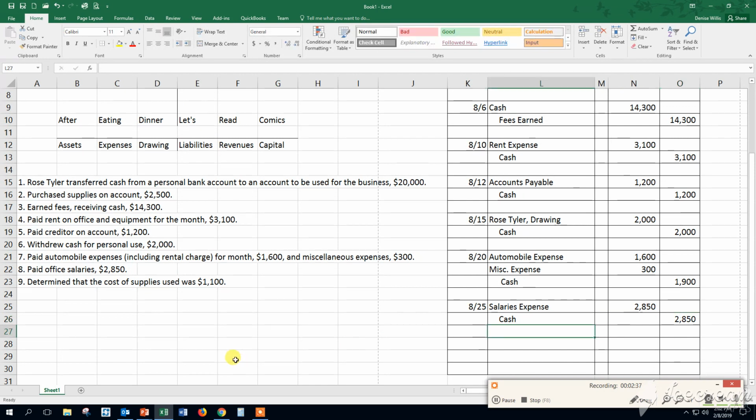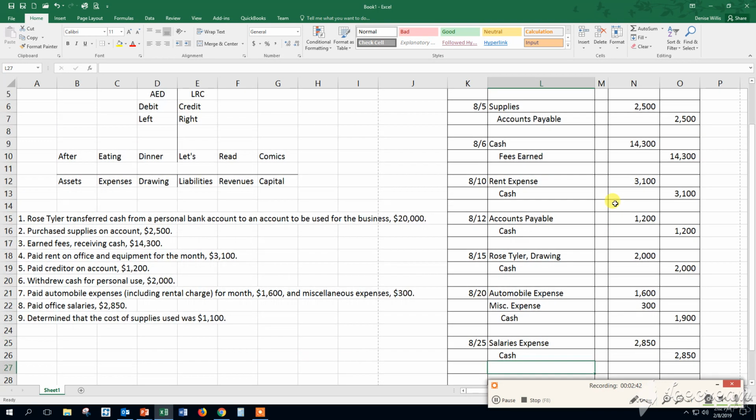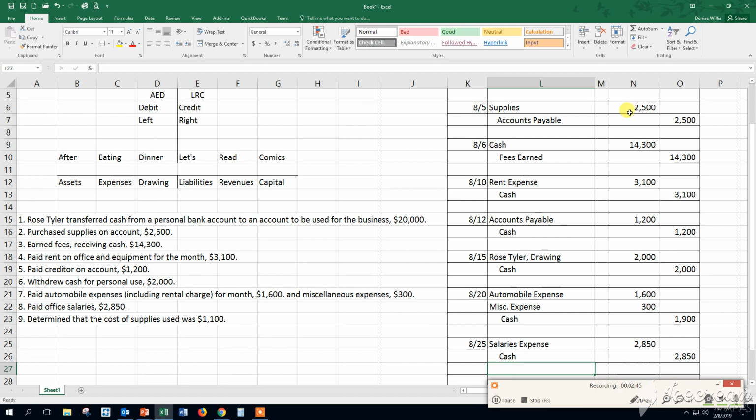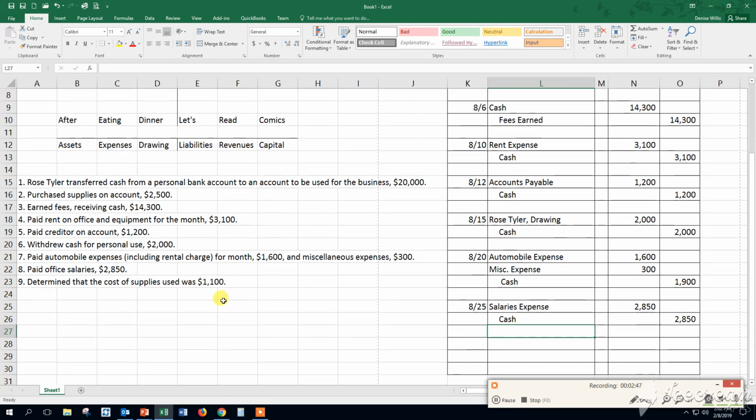Okay, now we determined that the cost of supplies used was $1,100. If you remember up here, we bought $2,500 in supplies. They're just simply saying we have used up $1,100 worth of our supplies. So on 8/30, we're going to adjust the amount of our supplies. We're increasing our supplies expense. Expenses have a normal debit balance. Okay, so we're going to debit the supplies expense to say, hey, we used up those $1,100, but then we also have to take it out of the account for supplies.